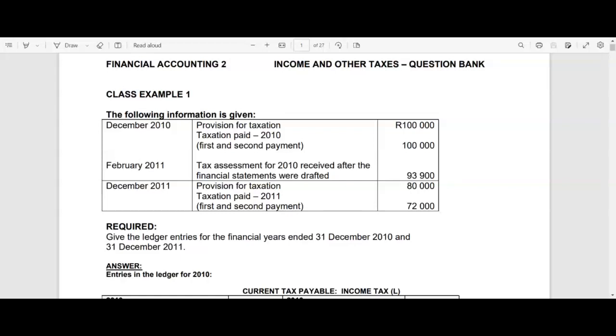Okay, let us get back to our example. So they say December 2010, we made a provision for taxation. So that means we are providing for the income tax expense in our general journal, right? So we are going to provide for the income tax expense. Now, type for us, ladies and gents, because you've done many of these entries. When you are providing for the expense, which account are you going to debit?